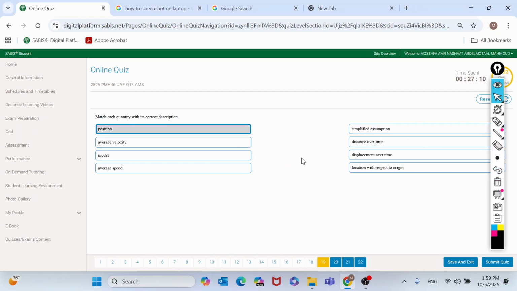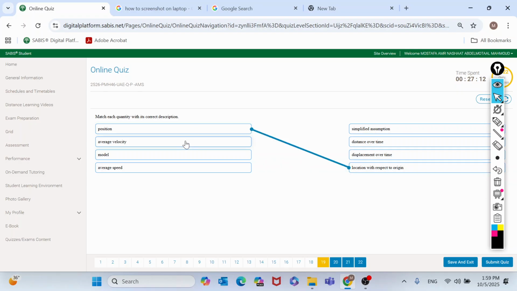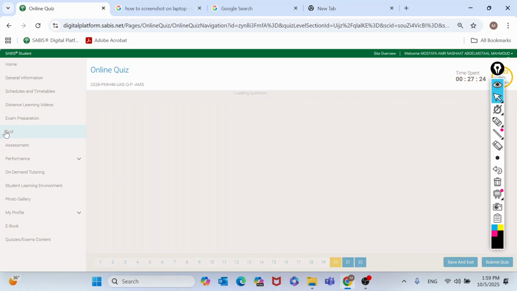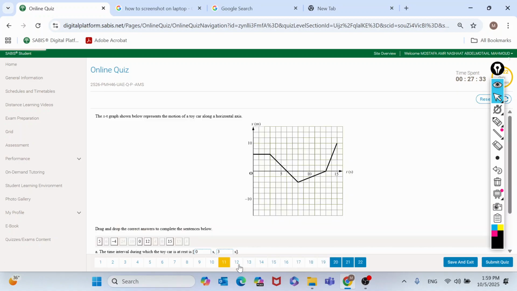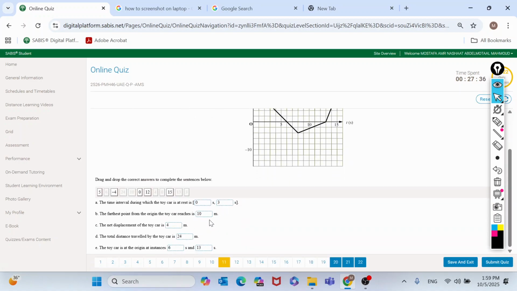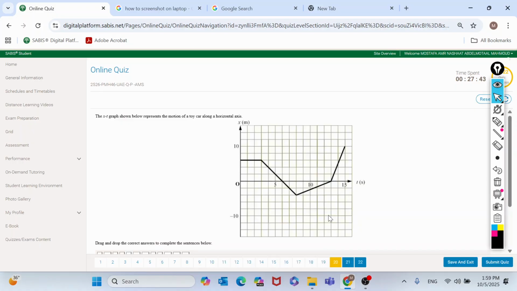Okay, this one, position is location with respect to the origin. Average velocity is displacement over time. Model is a simplified assumption like the particle model. Distance over time is average speed. This question is literally the same graph, and all the answers are the same as this question. So I'm not going to do it again. If you want, just go back in the video to where I solved this question.